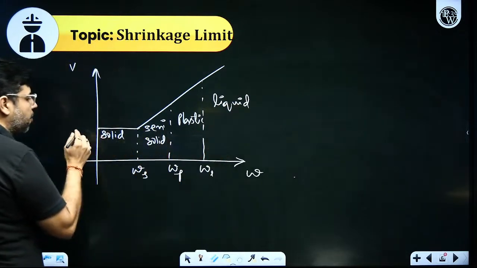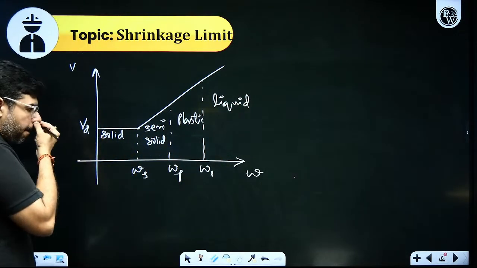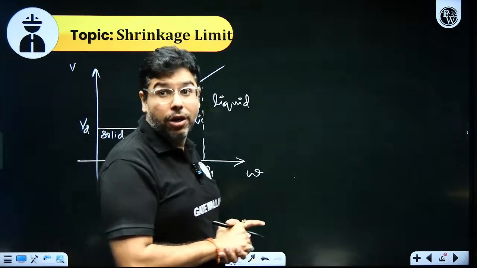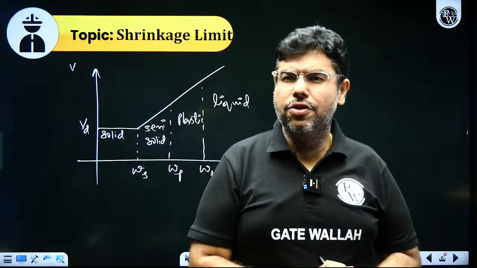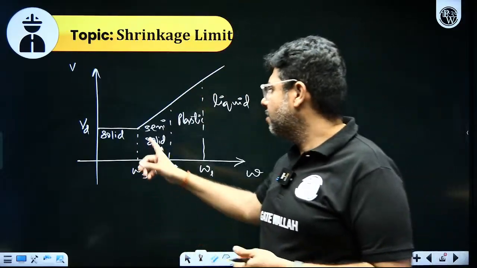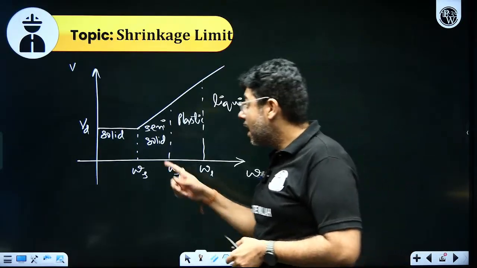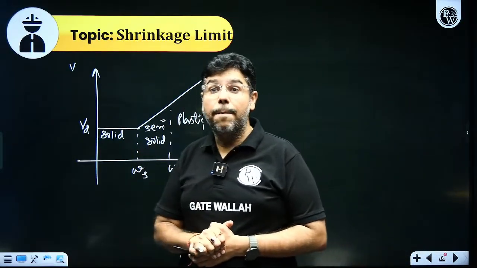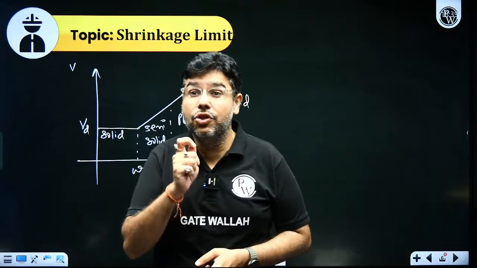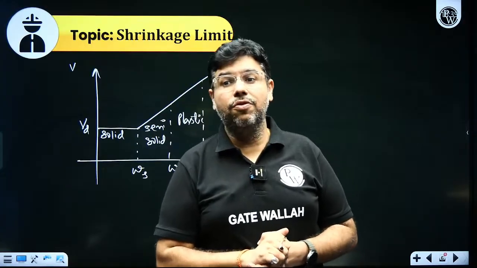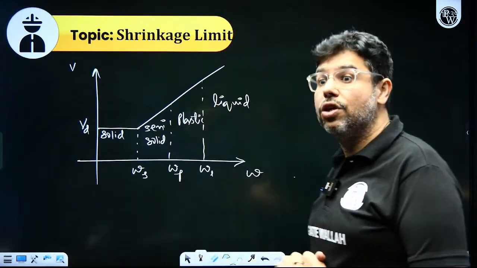At shrinkage limit, the volume of soil is Vd. Means if you dry the soil beyond shrinkage limit, its volume will become constant, that is Vd. The volume of the soil will not change. At shrinkage limit, our soil sample is just saturated.